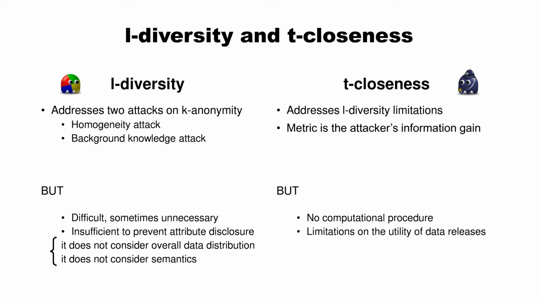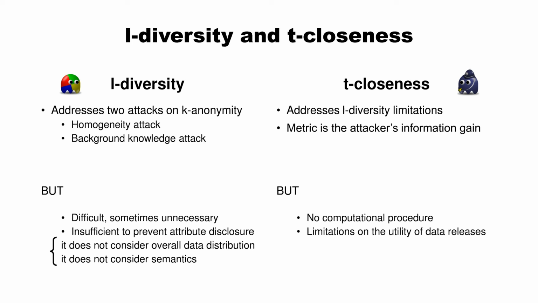It addresses those limitations of L-diversity, and the metric in the case of T-closeness is the information gain of the attacker, which is quite interesting. It's a very interesting approach. But it has serious limitations on the utility of data releases, and other details, such as there being no computational procedure for T-closeness if you want to really implement it.